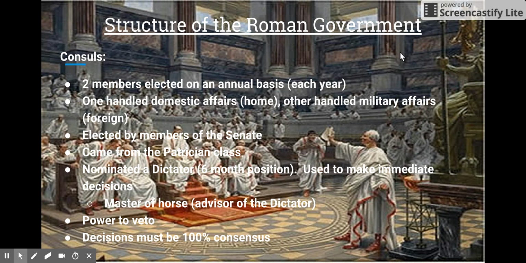And the problem with this system is that even though it's an annual position, the consul members were chosen from the patrician class. Now remember, the patrician class is the extremely wealthy, the aristocratic Romans that were wealthy landowners that controlled the majority of the wealth. And obviously, you could predict that when the patricians were going to make a law, it was going to benefit the wealthy. And this, as we're going to see, is going to become a problem.